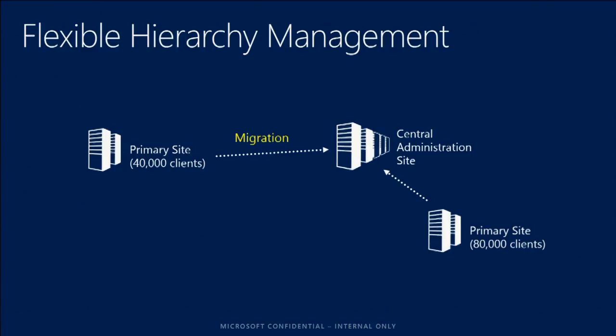Now, if you want to merge, in essence, that 40,000 client primary site into a common hierarchy, you can't do that same action. You can't take that 40,000 site and add it directly to that new central administration site. What you are able to do, though, is use migration. In 2012, we had the capability to migrate objects and clients between 2007 and 2012. Now we have the functionality to migrate from a 2012 site to a 2012 site.